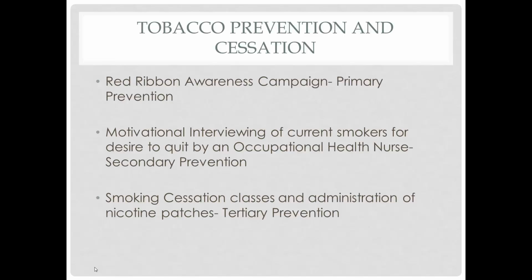Tobacco prevention and cessation. I put this one in here because I wanted to remind you again about primary, secondary, and tertiary prevention, because it's something you'll talk about, something likely to be on boards, and something that definitely will be on ATI. The Red Ribbon Awareness Campaign. So this is directed towards smoking in the community. The Red Ribbon Awareness Campaign is directed towards children. It is a primary prevention program.